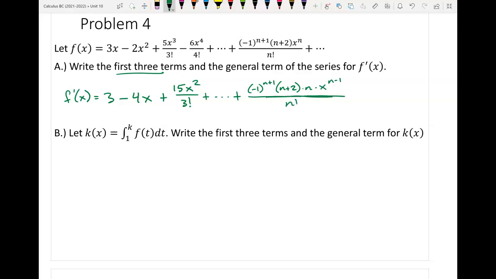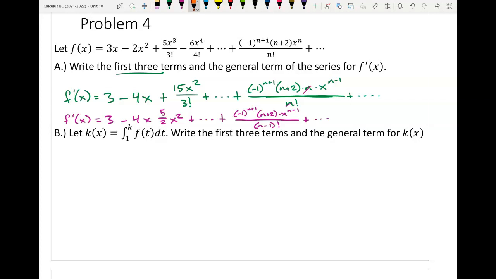all over n factorial. Now I can clean things up just a little bit. f prime is equal to 3 minus 4x. There's a 3 in there, 3 times 2 times 1. 3 can go into 5, so that should be 5 halves x squared plus dot dot dot plus. I can also cancel out the n with the n there, leaving me with n minus 1 factorial. So that's going to be negative 1 to the n plus 1 times n plus 2 times x to the n minus 1 over n minus 1 factorial plus dot dot dot. All right, so that's part A.